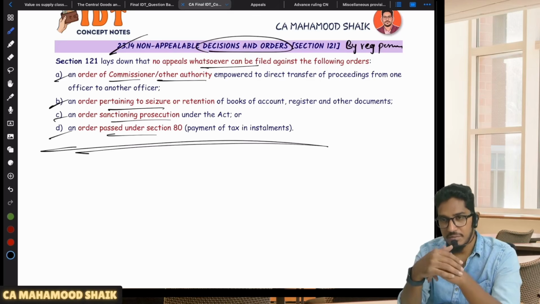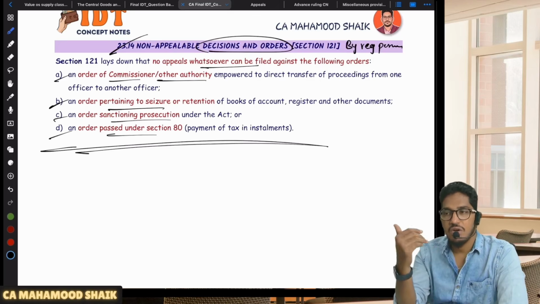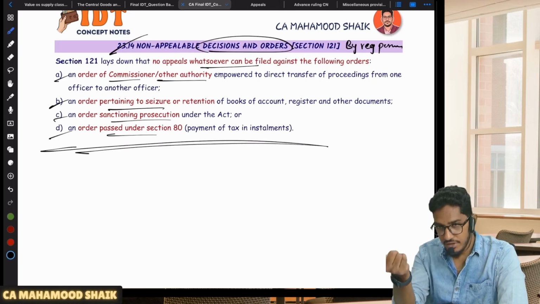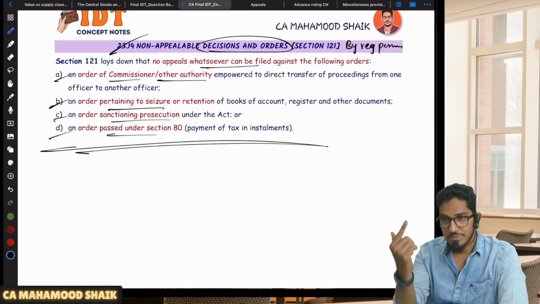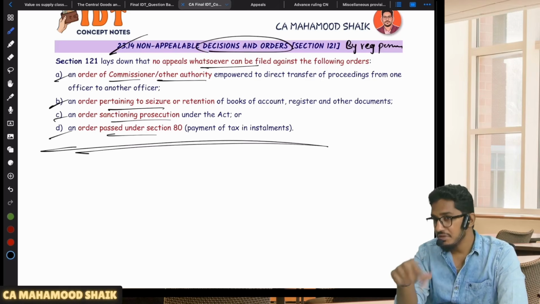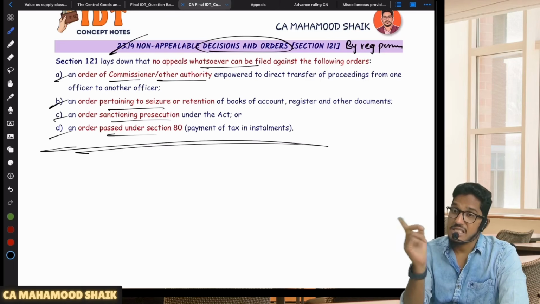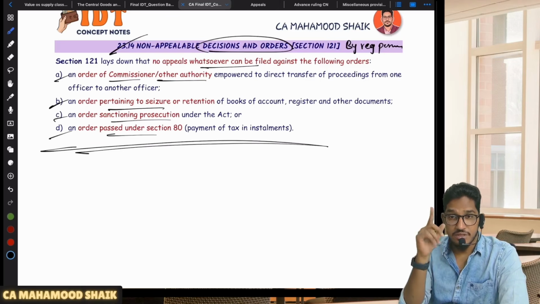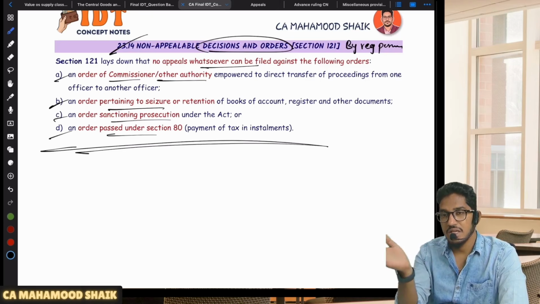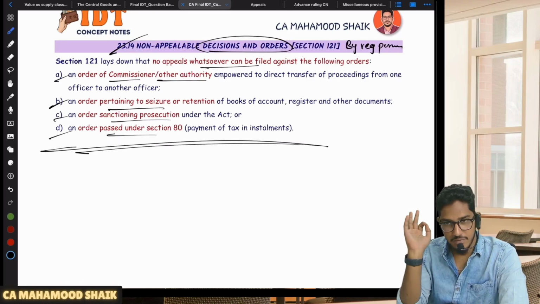If after the appeals all come to an end, you are not required to pay, and the judgment comes in your favor, whatever pre-deposit you have made, you will get a refund along with interest at the rate of 9% starting from the date of deposit. From the date of deposit till the date that amount is given back to you, 9% interest will be paid back to you.